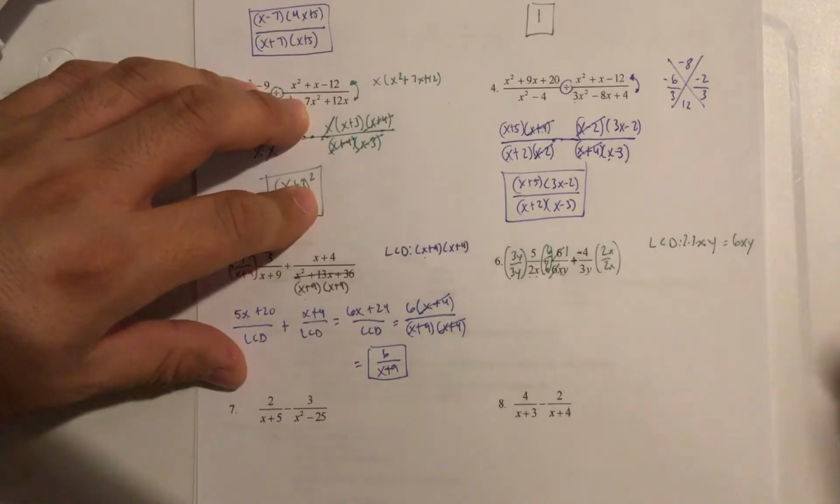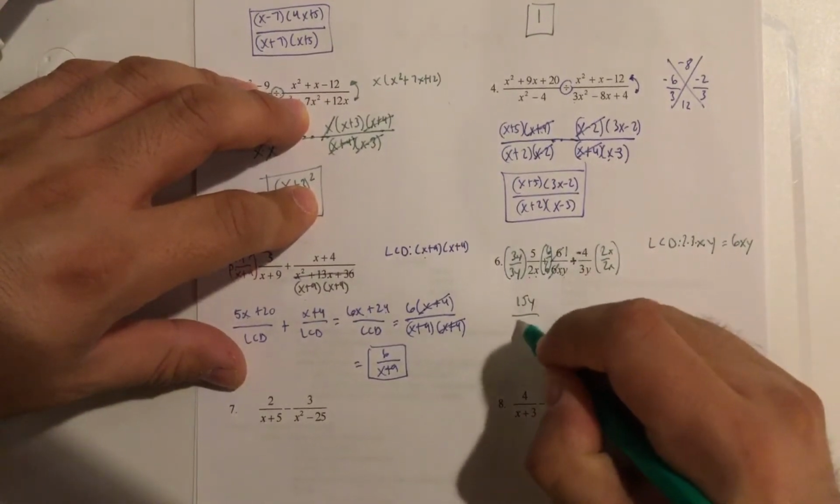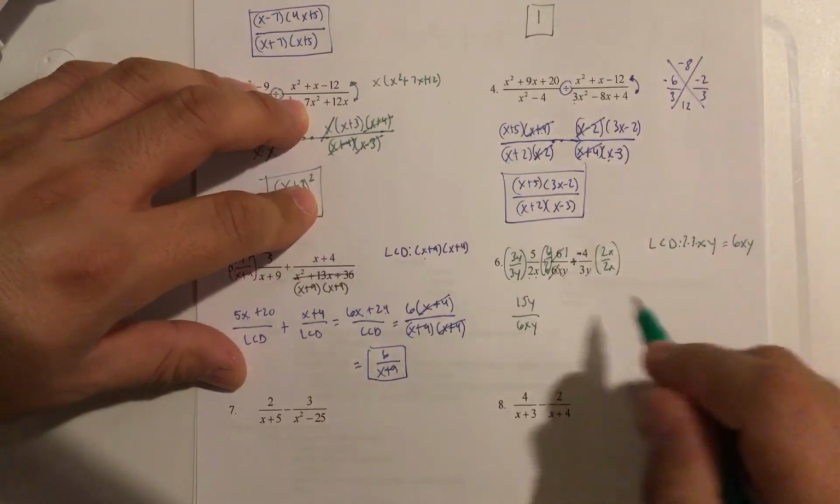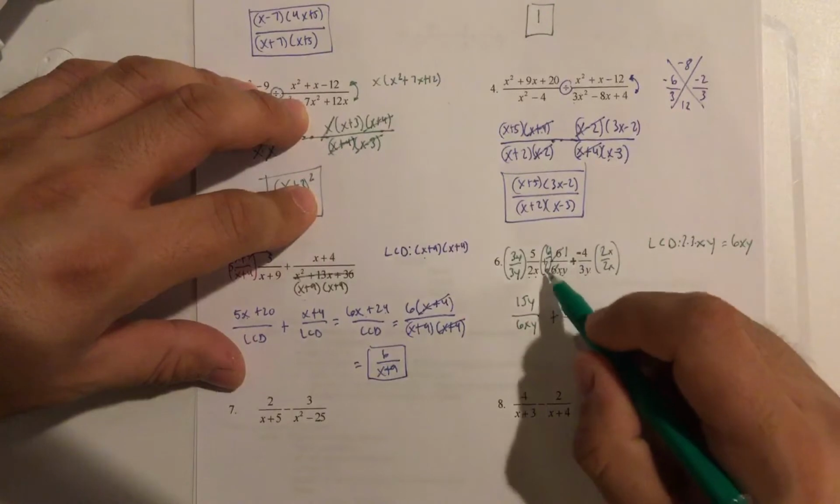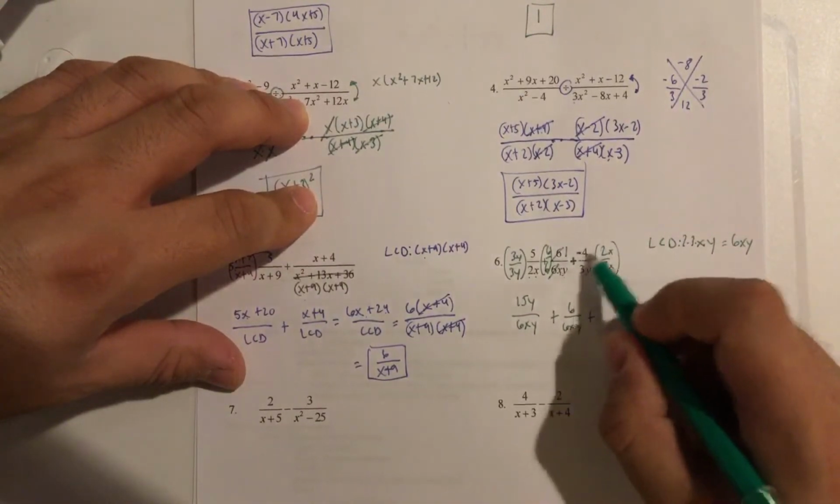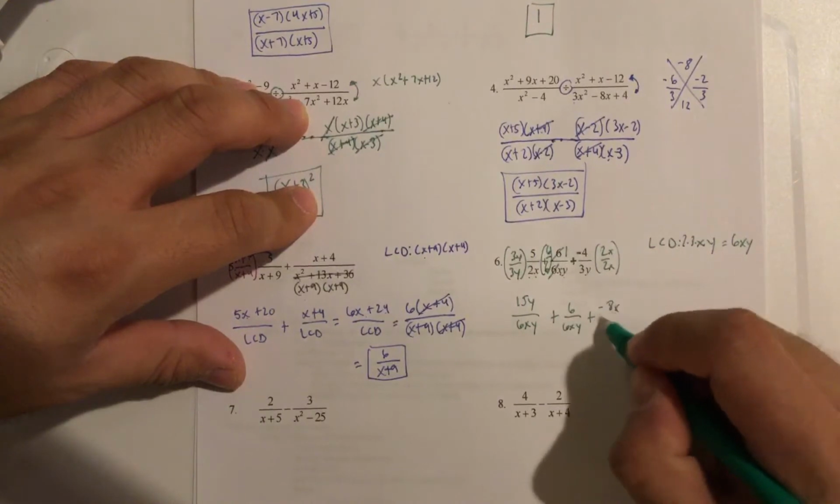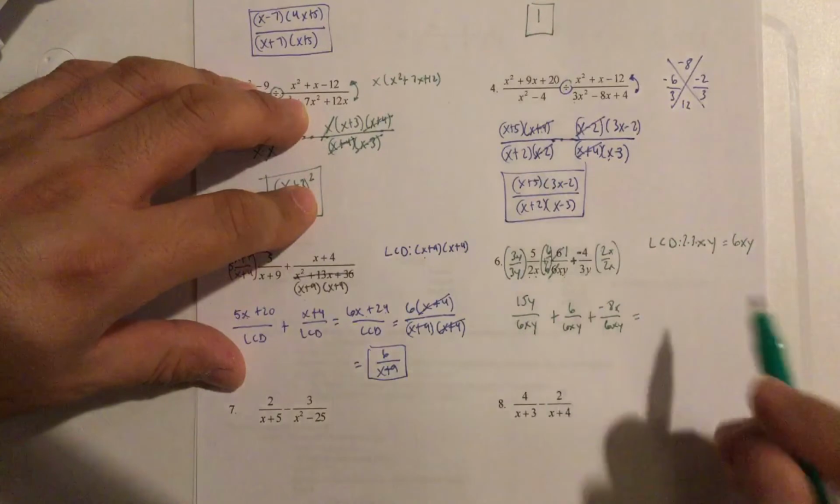All right, now we're going to multiply it. 3y times 5 is 15y. And the LCD is 6xy. Plus 6 times 1 is 6. 6 times xy is 6xy, which is the LCD. Plus negative 4 times 2x is negative 8x over 6xy, which is the LCD. Now we see all our denominators are the same.